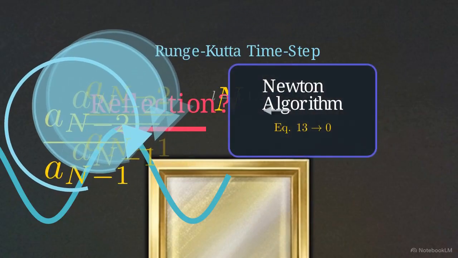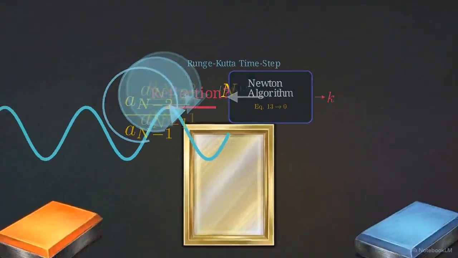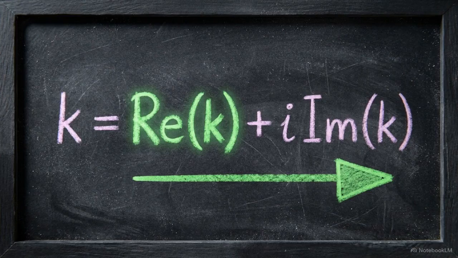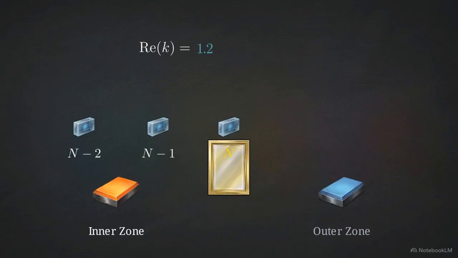The coefficients are fed into a Newton root finding algorithm to solve equation 13 for a complex wave vector variable, k. The real part of this calculated k value dictates the direction of the wave's propagation at the boundary. If the real part of k drops below 0, it indicates that the impinging wave is scattering backward. The math is attempting to generate a physical reflection.